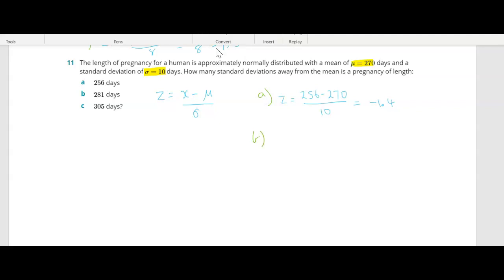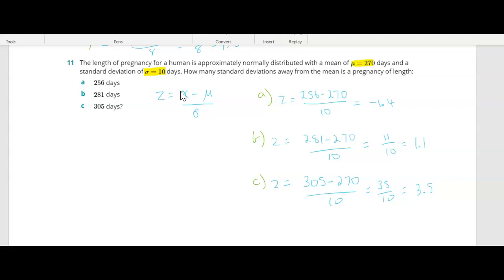281, so this person has gone over their due date. All right, so that's 11 over 10, so 1.1. And then C, 305 days. Oh my God, this baby's been cooked. Long time in the oven. So 305 minus 270, was that 35 over 10? So 3.5.